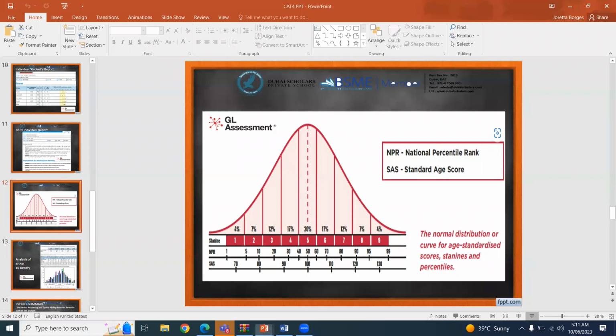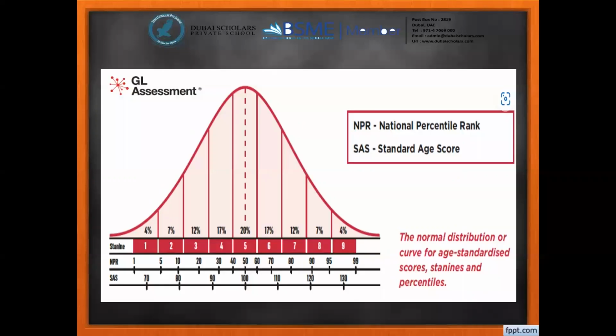The picture that you saw on the previous slide was an individual report. The picture on your slide now is the normal distribution curve graph, which is symmetric. This means half falls below the average and the other half above average. It is the most common distribution for independent variables.